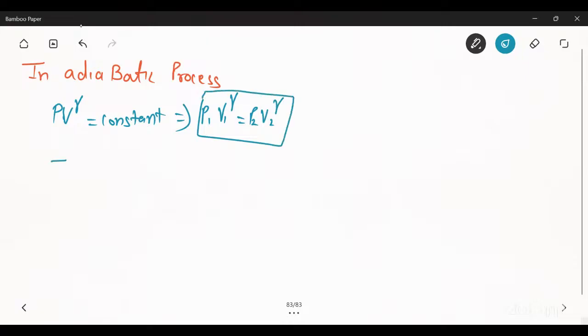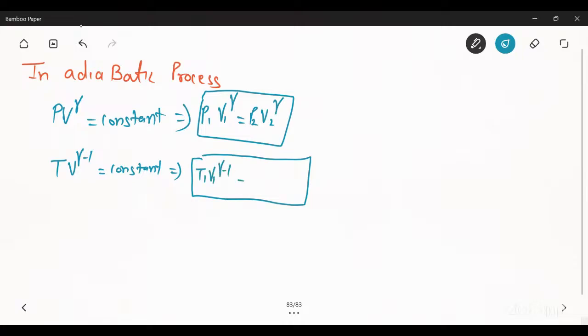Next is TV gamma minus 1 is constant. That means T1 V1 gamma minus 1 is equal to T2 V2 gamma minus 1.